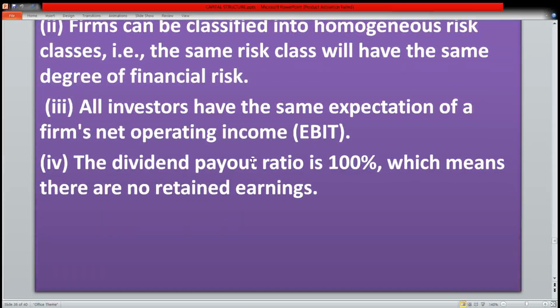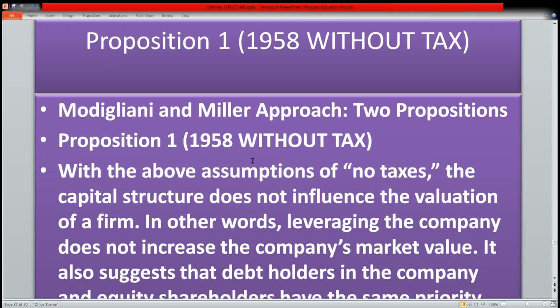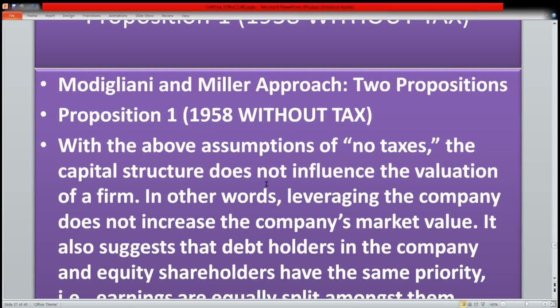Then we come to proposition 1. Modigliani and Miller have come out with two propositions. The 1958 proposition was without tax. In the Modigliani and Miller approach of 1958 without tax, it is assumed that there is no tax in the economy.